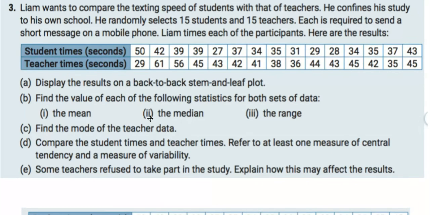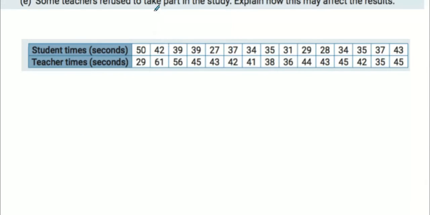We're asked to draw a back-to-back stem and leaf plot using students' times and teachers' times. You guys could help me out with this. It would be pretty useful for me. Which side do you want the teacher side to be, left or right? So right for teachers and left for students? Okay, we'll go with that.